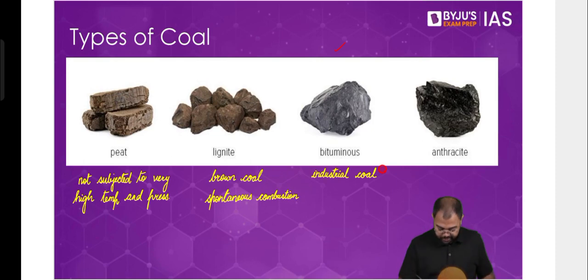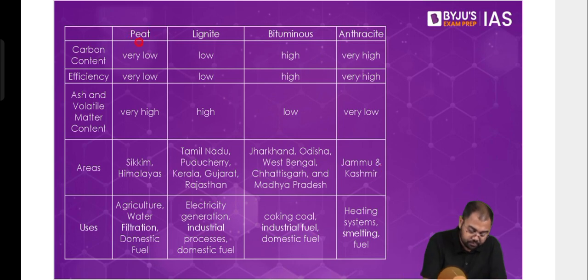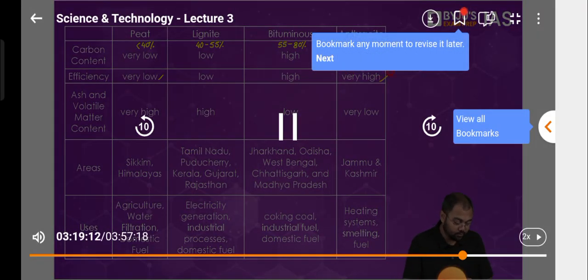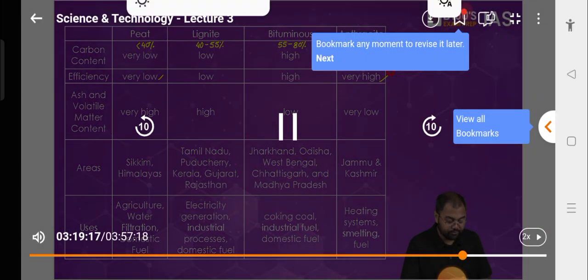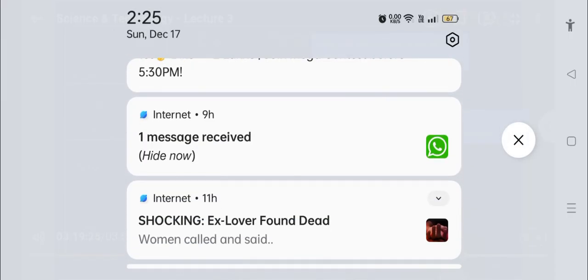So if you see a basic comparison between all these, carbon content wise, peat is very low, less than 40%. Then in case of lignite, it is between 40 to 55%. For bituminous, it is between 55 to 80%. And for anthracite, it is between 80 to 95%. So the carbon content of anthracite is the highest, and that of peat, of course, is the lowest. That's why efficiency is very low for peat and very high for anthracite. From the perspective of ash content or impurities, it is very high in case of peat and very low in case of anthracite. So that's the basic comparison between all these.